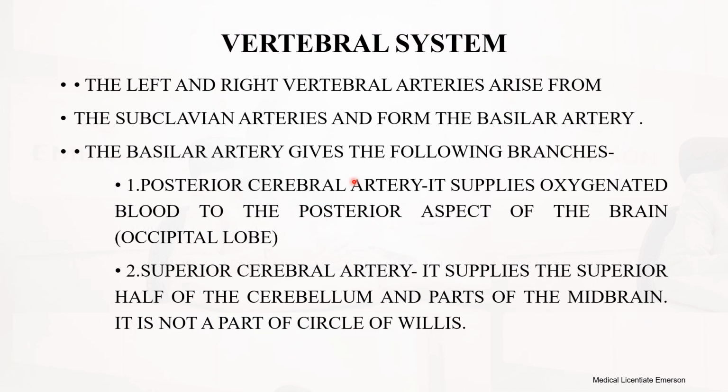Let's start with the vertebral system. We have the left and right vertebral arteries that arise from the subclavian arteries and form the basilar artery. The basilar artery then gives the following branches. Number one, the posterior cerebral artery, which supplies oxygenated blood to the posterior aspect of the brain, the occipital lobe. Then we have the superior cerebellar artery, which supplies the superior half of the cerebellum and parts of the midbrain, and it is not necessarily part of the circle of Willis. That's the vertebral system.